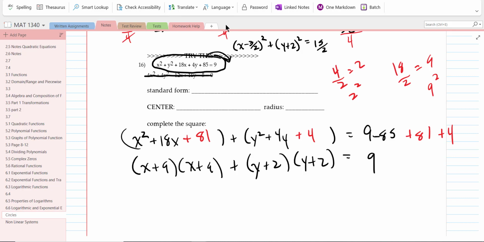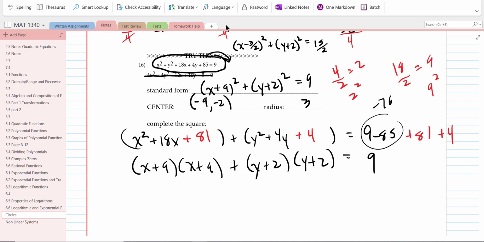So your standard form would have been x plus 9 to the second plus y plus 2 to the second equals 9. So your center should be -9, -2. Then your radius is 3. Okay, so I don't think I saw too many problems. The only thing I saw was some of you didn't have that -76 in there. Just when you move that 85 to the other side, make sure its sign changes. Okay? All right, everybody good?